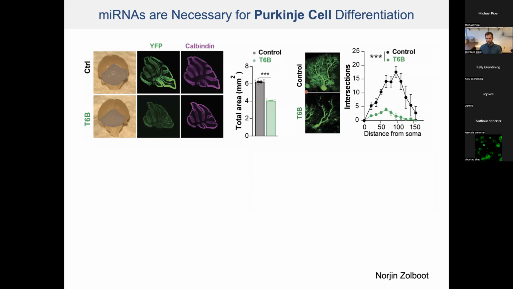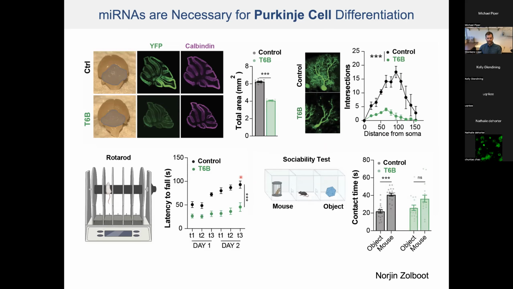And if we zoom in on individual Purkinje cells, you can see the beautiful arborization of these cells in control condition. When we block microRNAs, that arborization is severely compromised, as you can see from this Sholl analysis here. Now, the next question that we ask is, well, are we affecting also behaviors that are linked to Purkinje cell function? And indeed we are, because we're really messing them up.